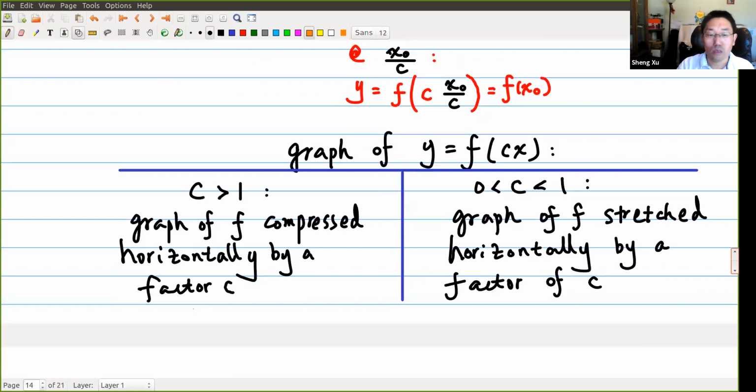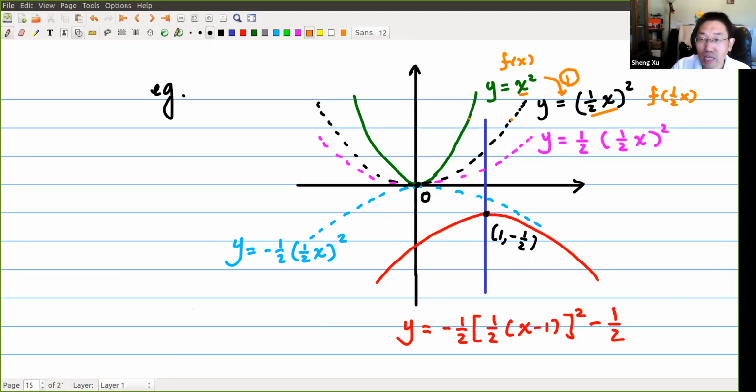Now from this step to this step here, that's the second step. I'm going to multiply the f of half x by another half. Now we know if you multiply this function by half, you are doing what? Because this c now is less than one, you are doing a compression in the vertical direction. So the black curve now is compressed to this pink curve here. This is half of x squared. Make sense to you?